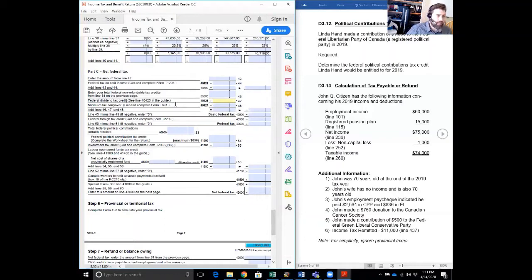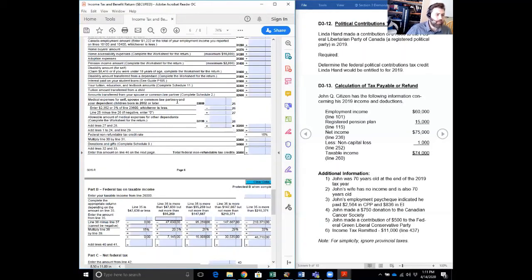But this dividend tax credit, it could have been like the donations and gifts tax credit, I guess, because it has its own way of calculating what the tax credit is besides multiplying by 15%. Okay, again, 15% is the lowest tax bracket percentage that's used.